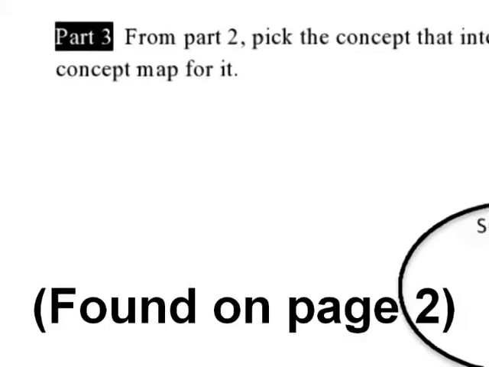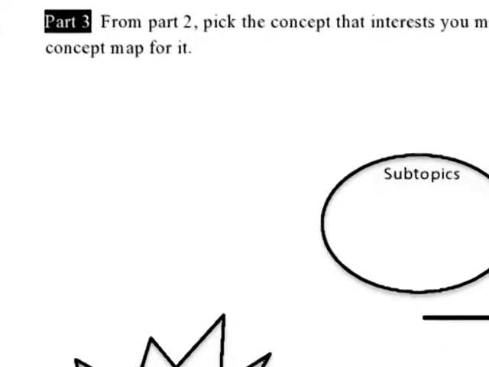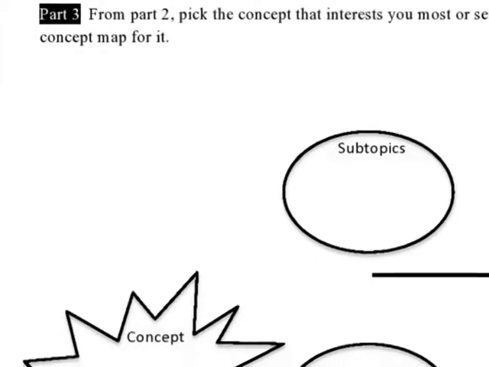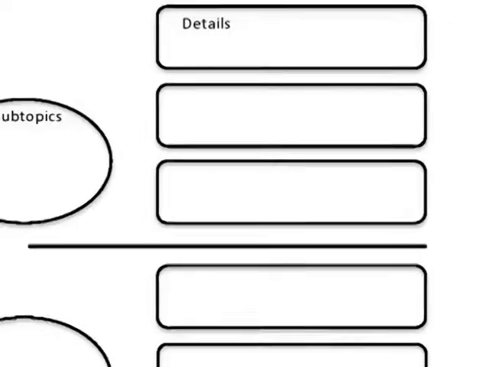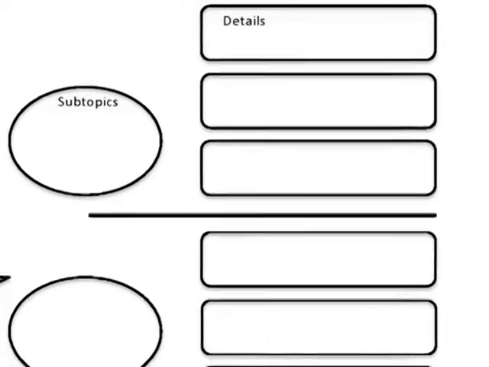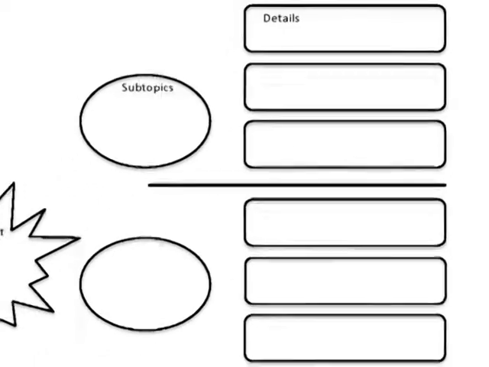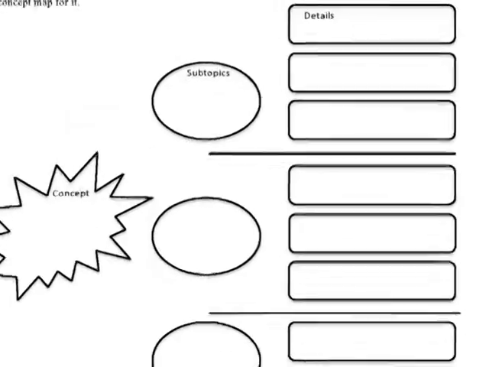For part 3, pick the concept that seems strongest or most interesting to you. Read the article more carefully and write down some of the details that you find important or that you think would be important in helping to explain your concept.